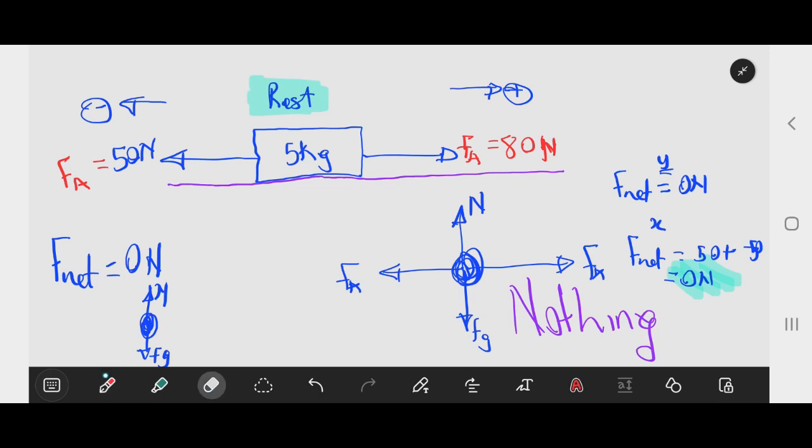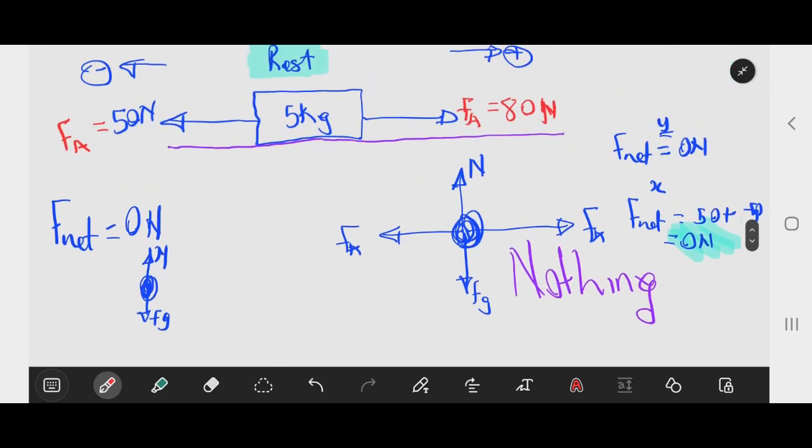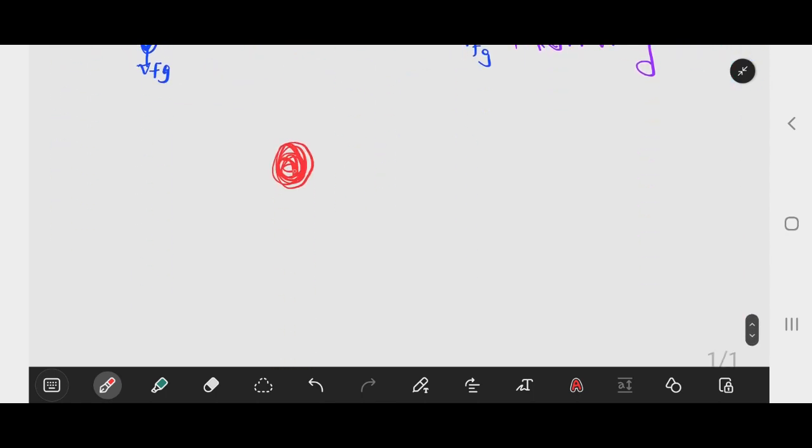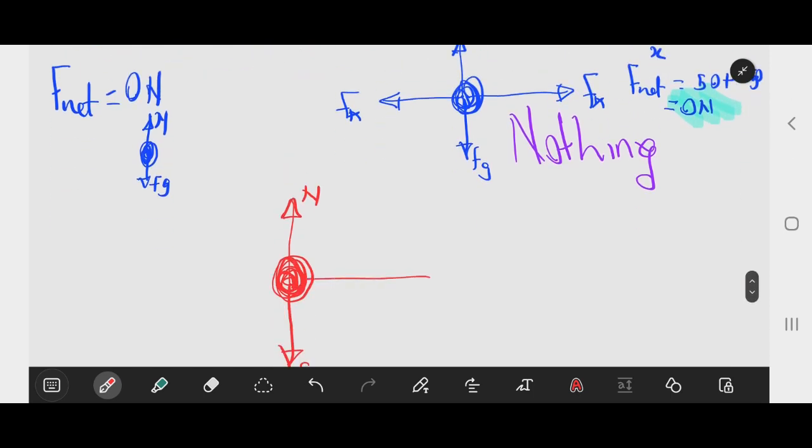Now, with this scenario, if we try to draw a free body diagram, we have our Fg going downwards, and we have our normal force. And we have our applied force, which is 80 newtons, and we have our other applied force, which is 50 newtons to the left.